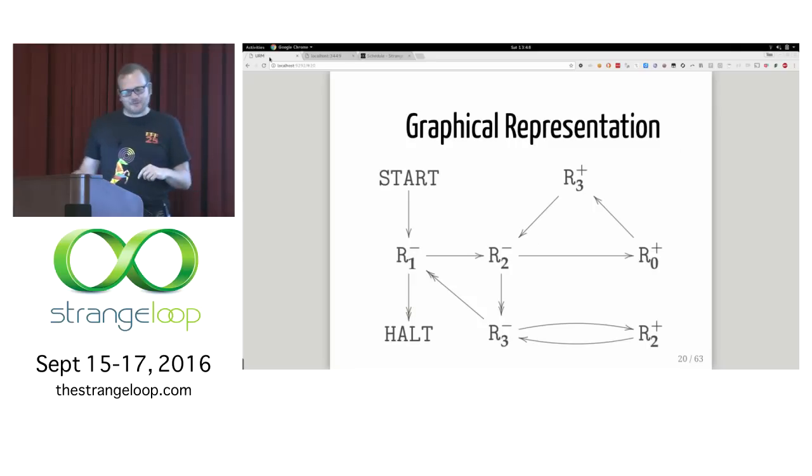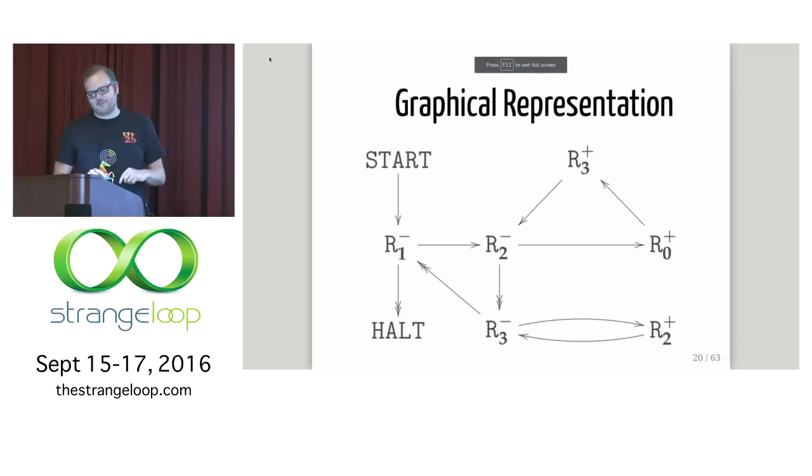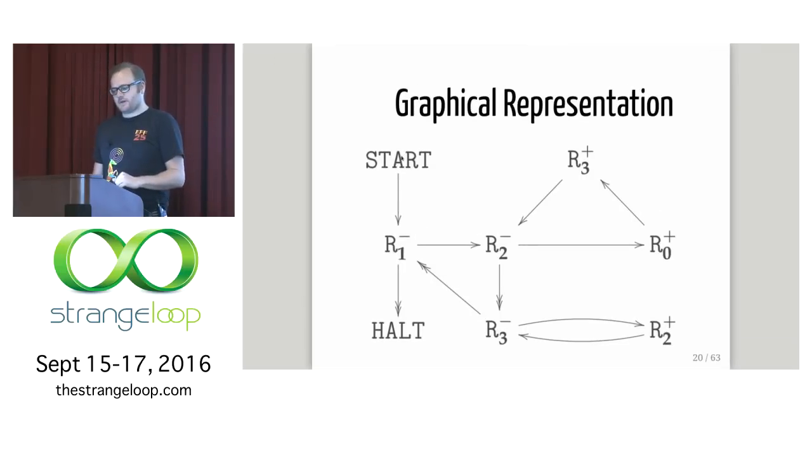So another way of representing these is this graphical form. I don't know if you can see my mouse, so I hope that's visible. So one way of figuring out these, so we traverse, R1 minus means decrement register 1. The default next hop is the single arrow. The branch on 0 is the double arrow.